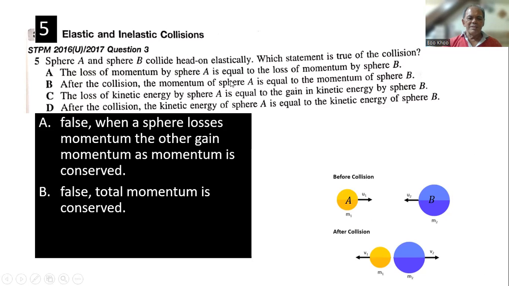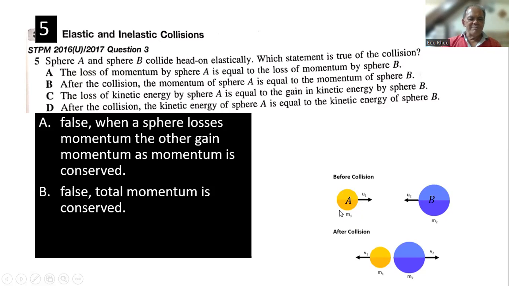After collision, the momentum of sphere A is equal to the momentum of sphere B. False. It's the total momentum. Total momentum before collision is the total momentum after collision. Right? It doesn't tell you about the direction, but it can just give a different direction. It doesn't tell you about the mass, it can give a different mass.